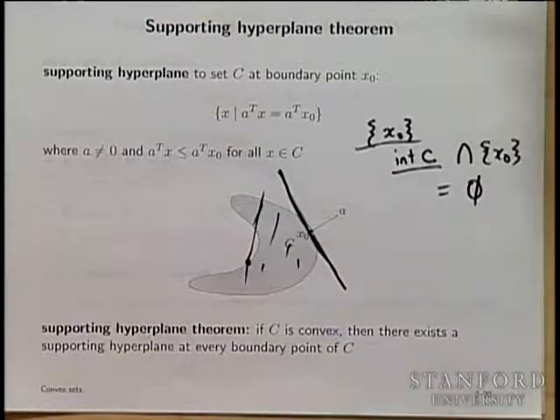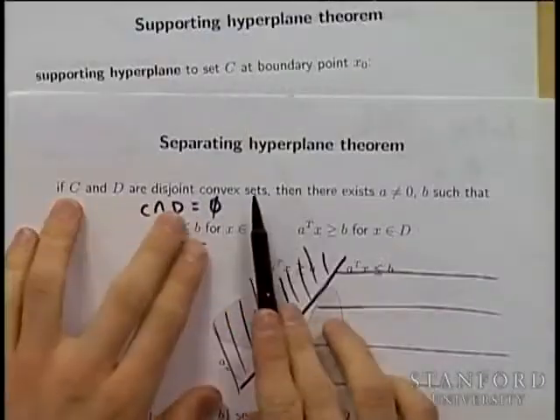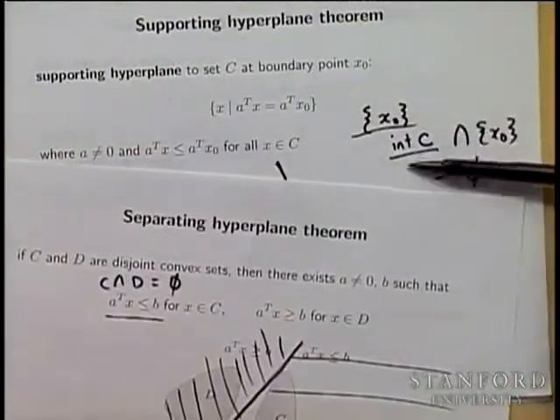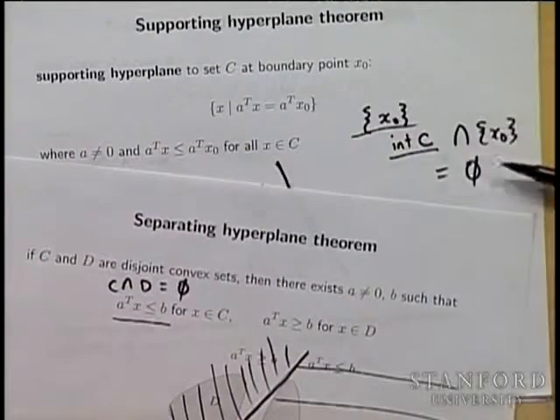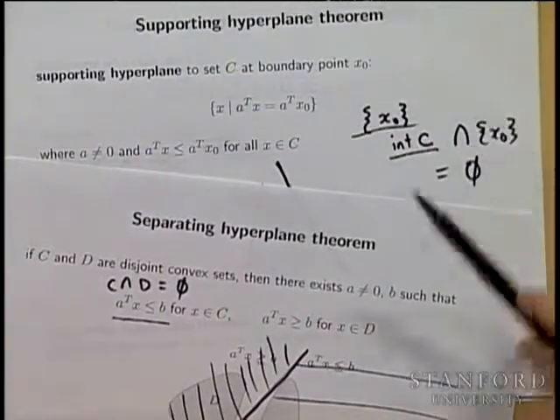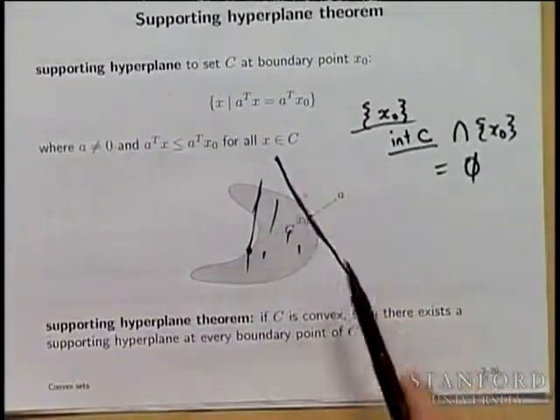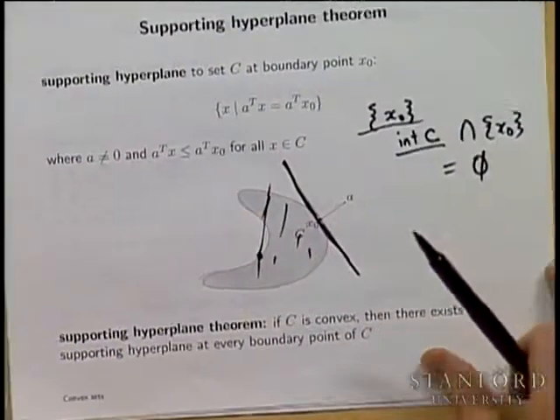Interior of C and x0 don't have any intersection. Right, that's the only thing that you can. Okay, so the other thing I used is that the interior of C is convex, x0 is convex, and so C and D are disjoint convex sets. So I used convexity of these sets and the fact that they're disjoint to show that there is a separating hyperplane, and I used that to show a supporting hyperplane exists.